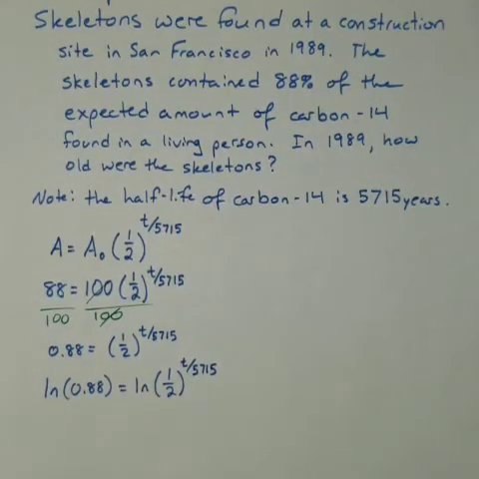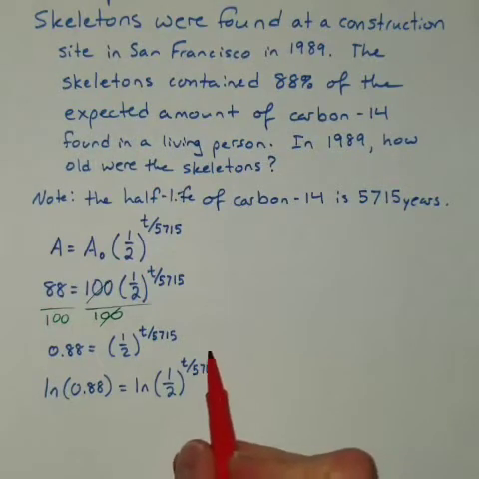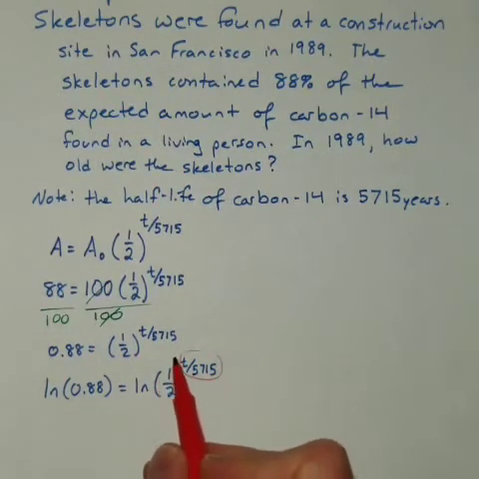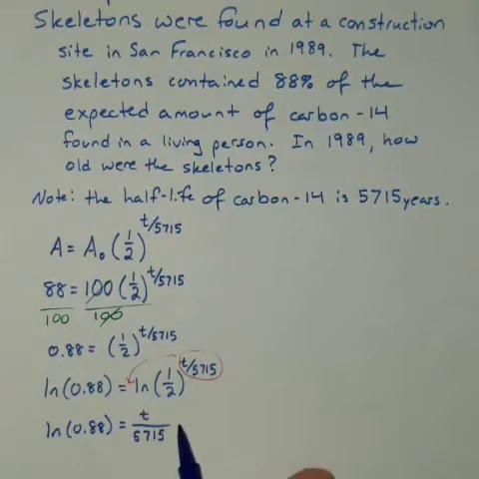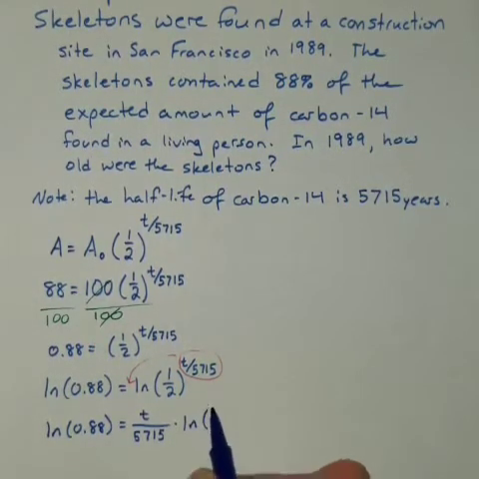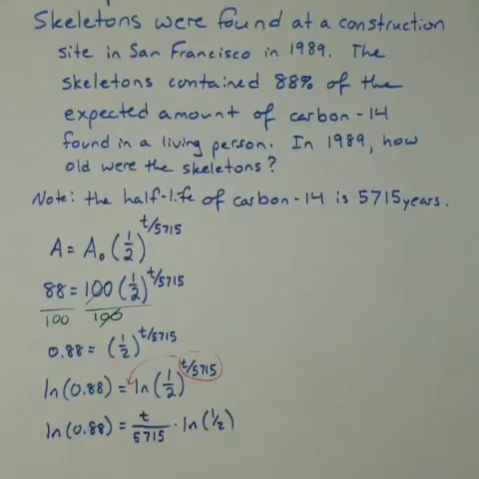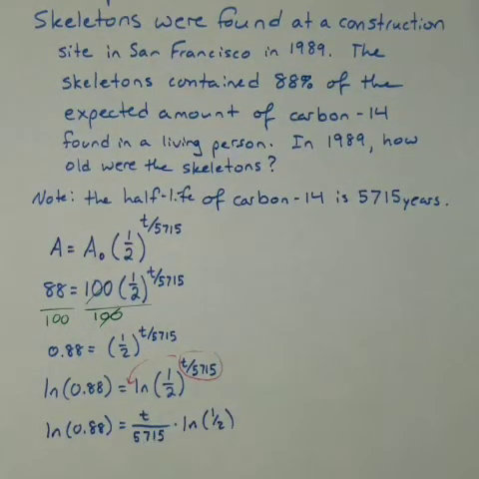Now remember, there was a property for logarithms that says the exponent comes out front, and so we end up with the natural log of 0.88 equals t over 5715 times the natural log of 1/2. To solve this for t, we're going to multiply both sides by 5715.